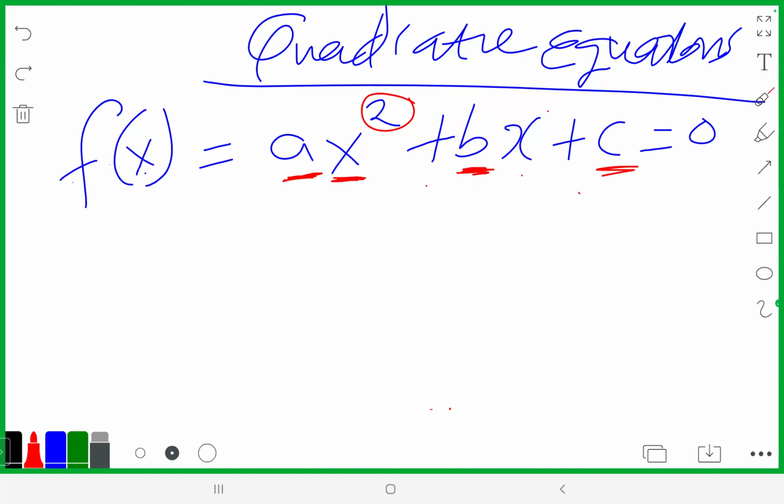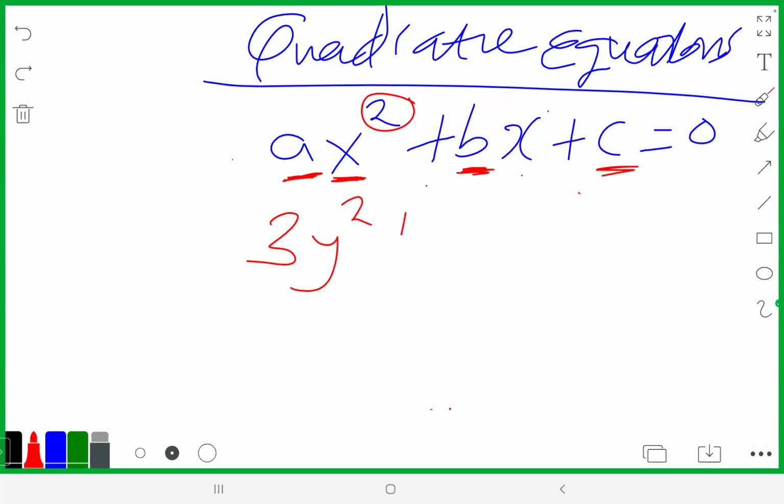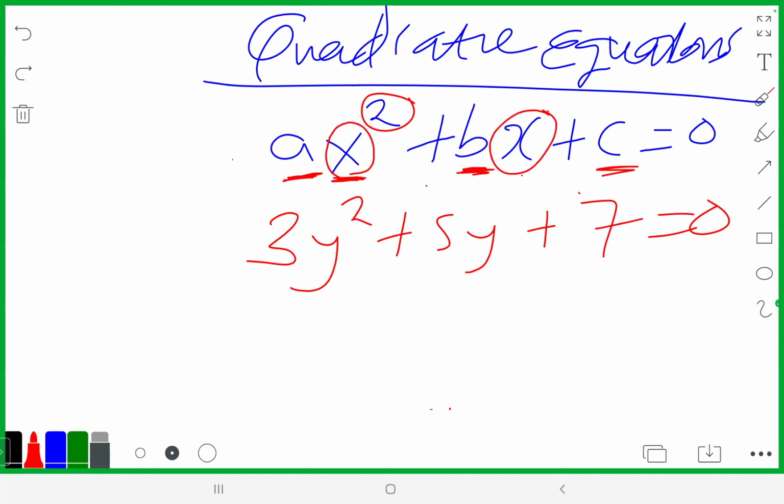Okay. I should be quick to mention that it does not mean that these equations will always use x. Sometimes the variable can be any other letter. We can have an equation of the form, let's say, 3y to the power 2 plus 5y plus 7 equal to 0. This is still a quadratic equation, but my concern is to mention that the variable shall not always be x.